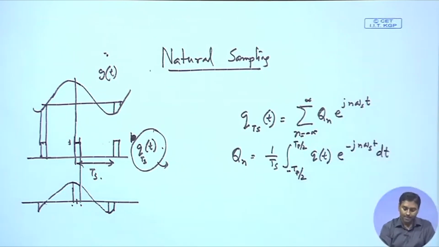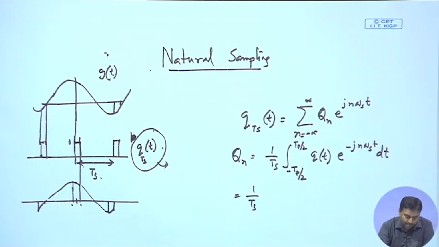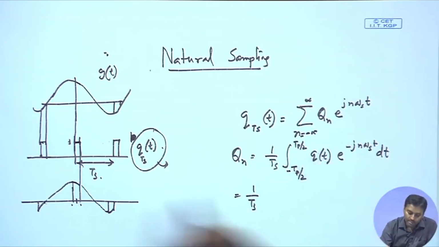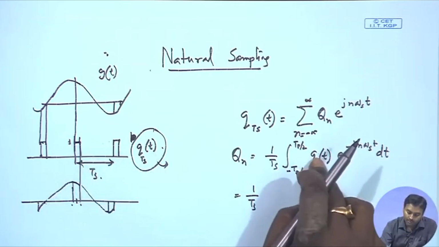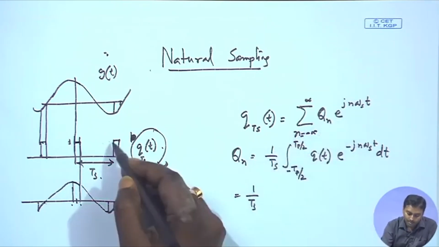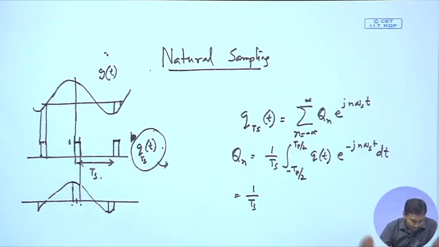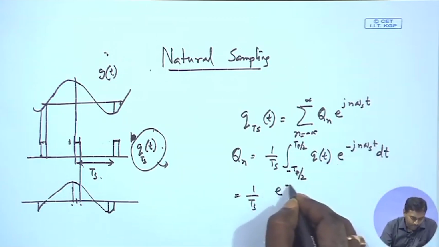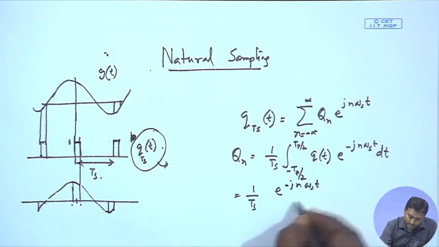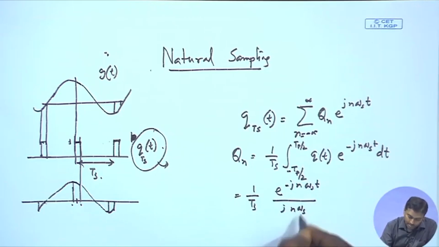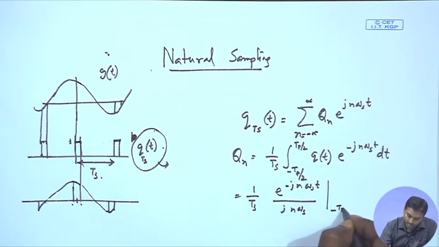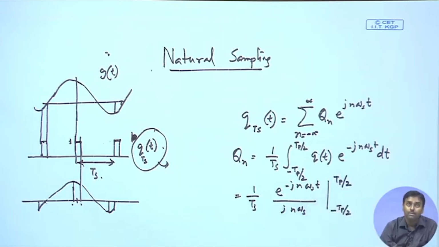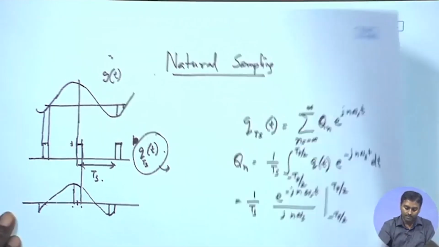So, you just do this. If you just evaluate this, what do you get? 1 by T_s, okay. And because this q(t) remains 1 within this, I will have 1 from minus T_p by 2 to plus T_p by 2, because the pulse has unit amplitude, that is what we have assumed. So, it is just e to the power this, you integrate it. You will get e to the power minus j n omega_s t divided by j n omega_s, and then putting minus T_p by 2 to plus T_p by 2. Okay. So, that is what we are getting.